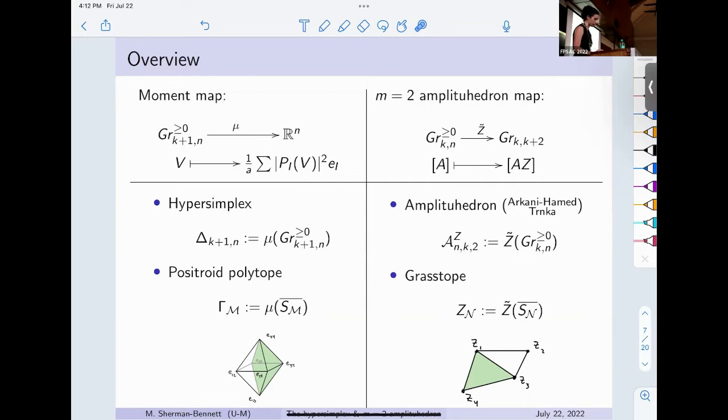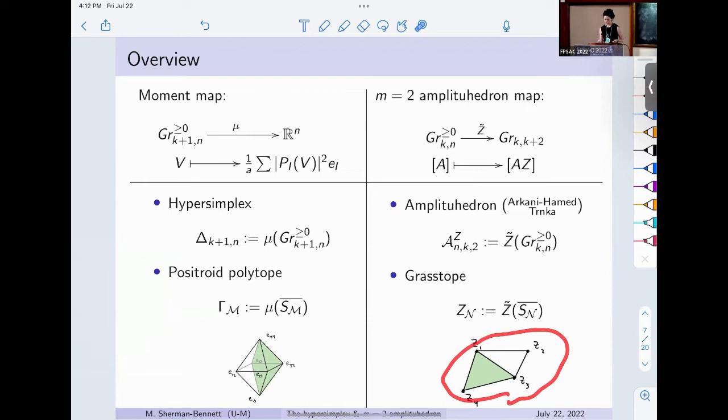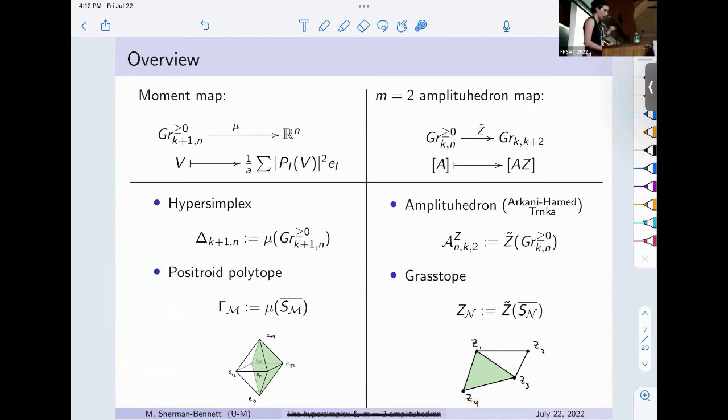It's really straightforward. On the amplituhedron side, if I take the Z tilde image of a positroid cell closure, I get what I'm denoting by Z_M, and I'm going to call it a grasstope, which is a portmanteau of Grassmannian and polytope. Again, it's not actually a polytope, whatever. This is the language of Thomas Lam. Okay, and here's an example. Again, these are only polytopes for the k=1 case, which is what I've drawn the picture of.